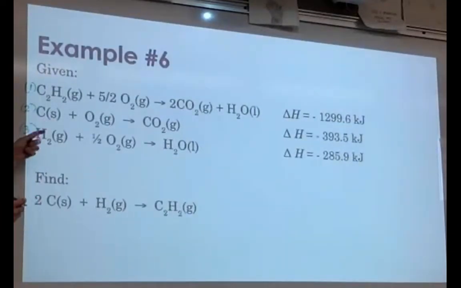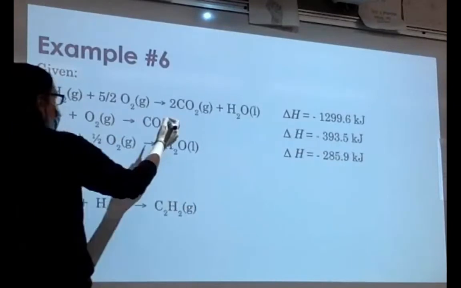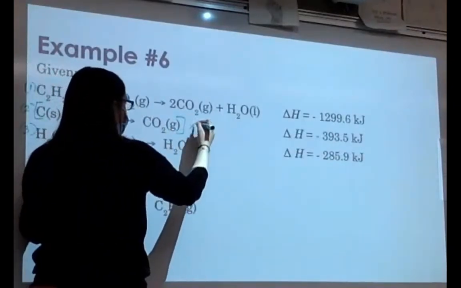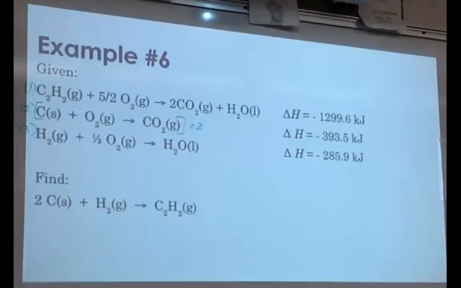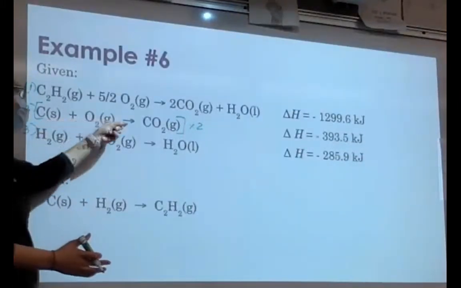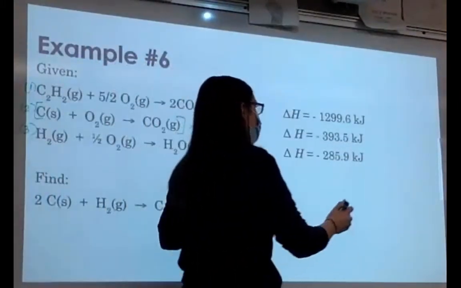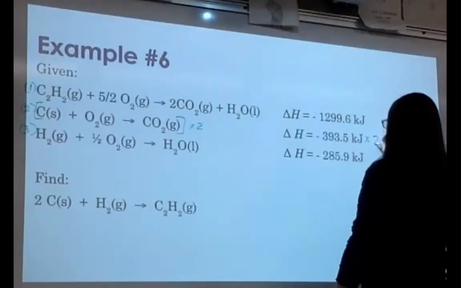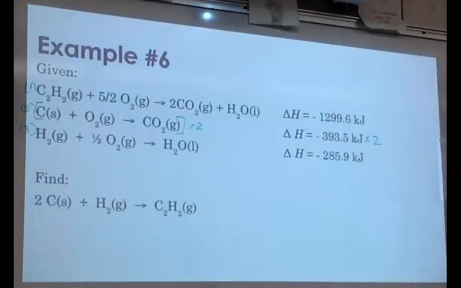So if I need 2 moles, I need to multiply this entire equation by 2. You can't just multiply carbon. It's like in math. If you want to multiply one variable by 2, you have to multiply the whole thing. If I multiply this entire reaction by 2, I also need to multiply my delta H by 2.